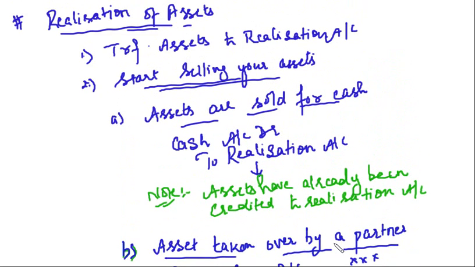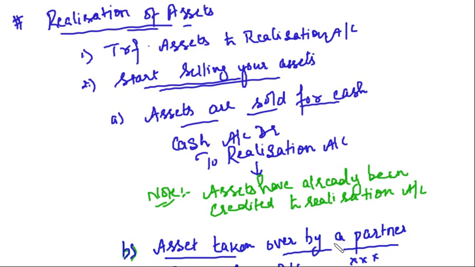First, you will transfer the assets to the realization account. As soon as you think that you are closing down the business and you have to sell those assets, you have to just transfer those assets to realization account. You close the assets account. Clear? Then you go to the market and sell those assets.